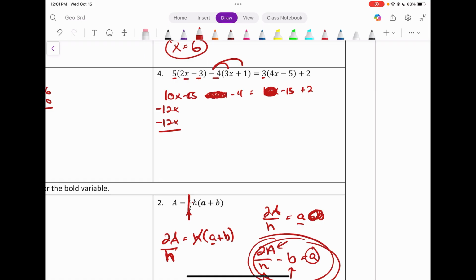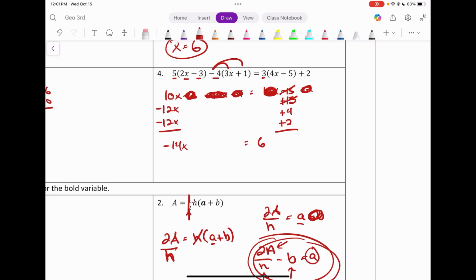To get rid of minus 15, move it to the other side by doing plus 15. To get rid of minus 4, I'm going to do plus 4. And again, that plus 2 is already over here, so I'm just going to put it in the list with the other ones. That gives me a total of negative 14 x's. Bring the equal sign down. Negative 15 and 15 are actually opposite, so they cancel.